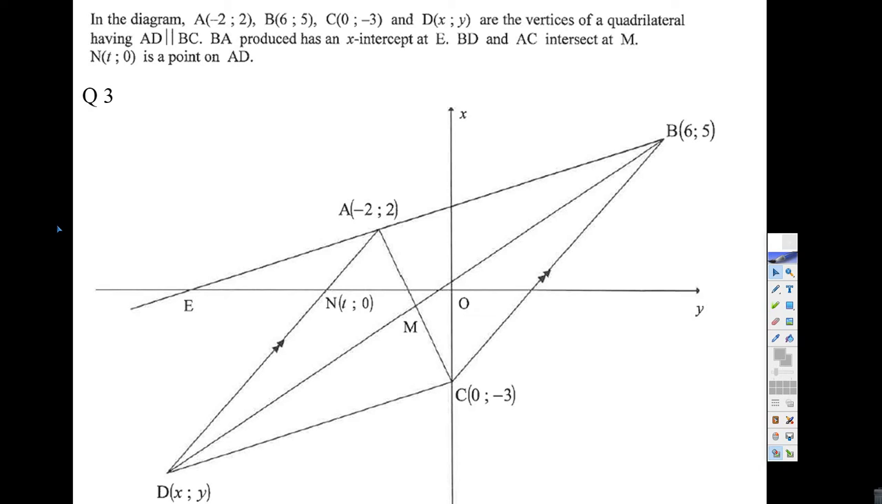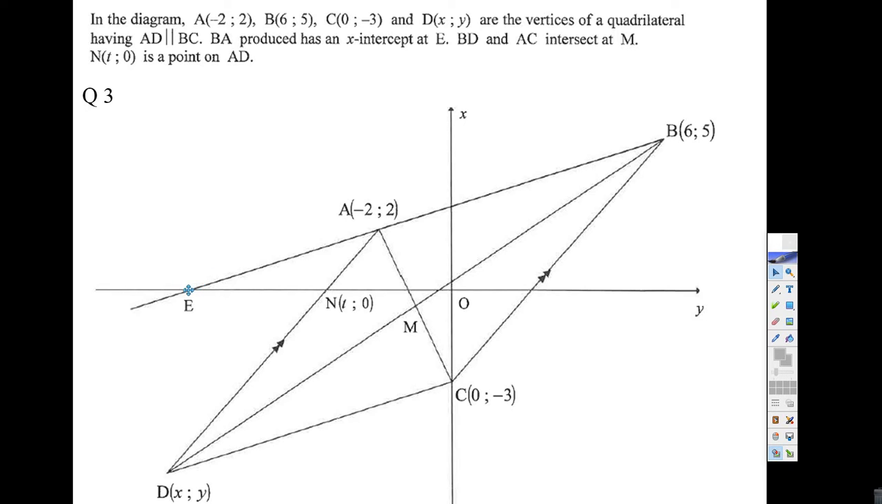This is the next video on analytical geometry. Let's just read the thing at the top here. They give a point A, B, and C in the coordinates. They say there's a point D down here that's x, y. They say that this ABCD is some kind of quadrilateral. They tell us that AD and CB are parallel to each other. And they say BA is produced to make E here, which is an x-intercept.